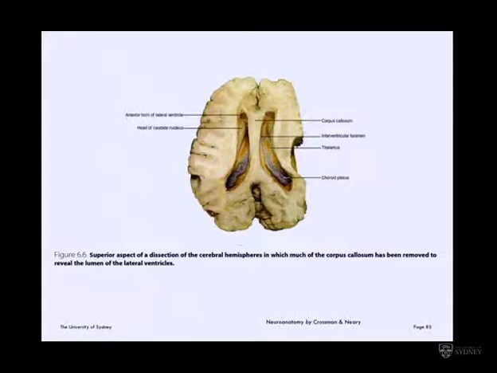Here is, as it says, the superior aspect, so looking at it from this angle, okay, horizontally cut. You can actually see the two lateral ventricles, okay, and inside the lateral ventricles you can actually see those ependymal cells, the choroid plexus. These are the cells that produce the cerebrospinal fluid, okay.